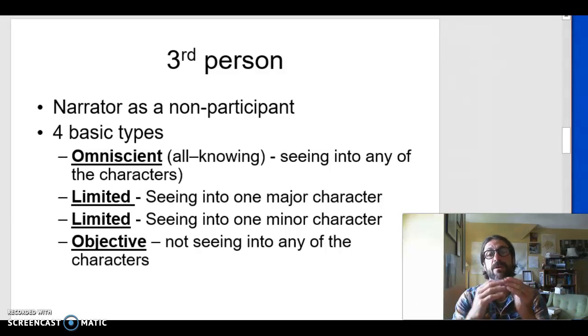When you read the stories for this week, think about what type of third-person narration is being used. All 3 of the stories we're reading use third person. Now they use varying types of third person. So ask yourself, am I seeing in one character's mind more than another? Am I seeing in everyone's? Am I really not seeing anyone's perspective? That will lead you towards the type of third person narration that the authors are using.